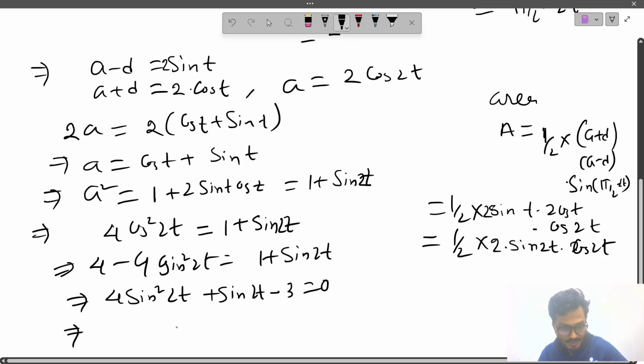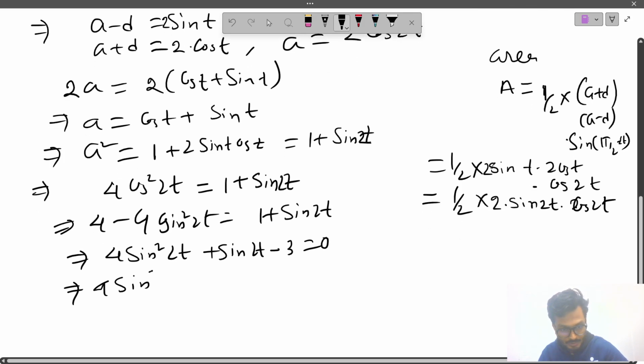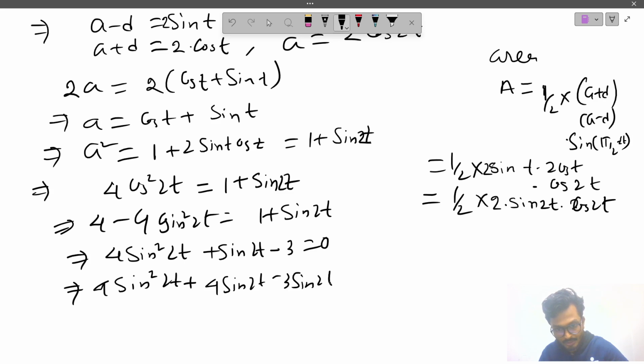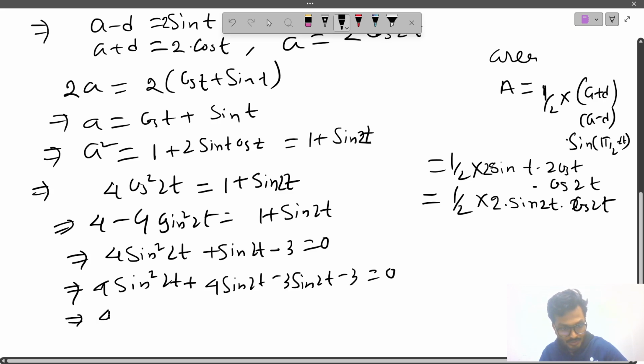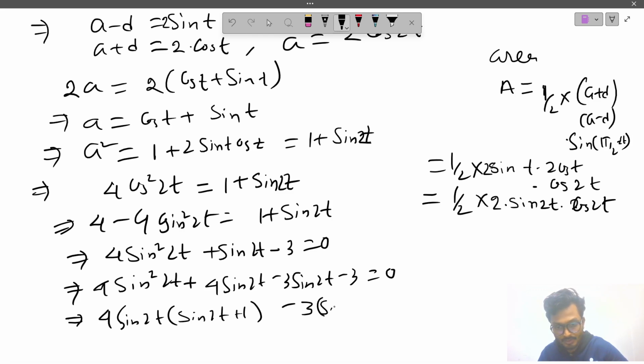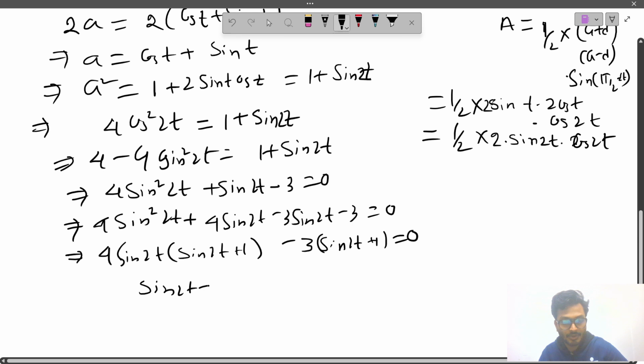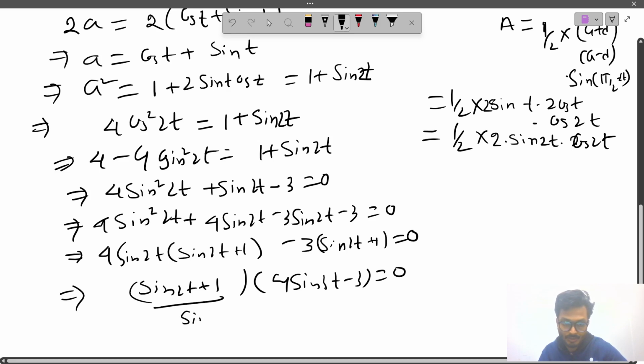So this can be written as 4 sin square 2t plus 4 sin 2t minus 3 sin 2t minus 3 equals 0. This implies that 4 sin 2t into sin 2t plus 1 minus 3 into sin 2t plus 1 equals 0. Now sin 2t plus 1 into 4 sin 2t minus 3 equals 0. This cannot be 0 because sin 2t cannot be minus 1. So sin 2t is 3 by 4.